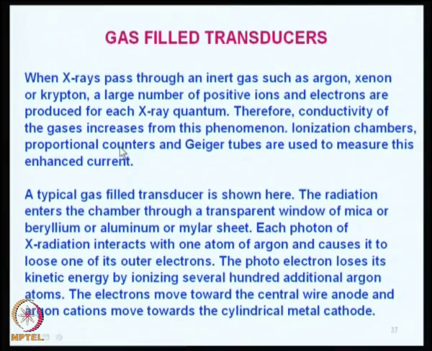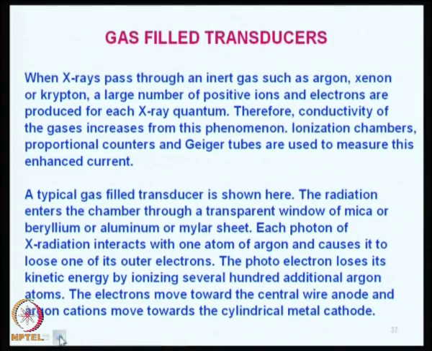increases from this phenomenon. Ionization chambers, proportional counters, and Geiger counters are used to measure this enhanced current. So, basically X-ray measurement means you have to measure the current that is produced subsequently.